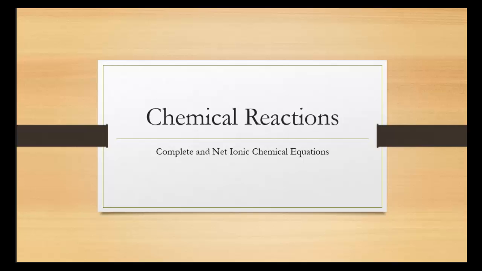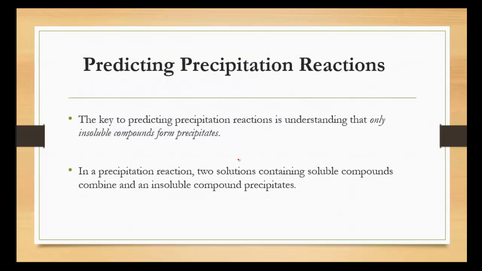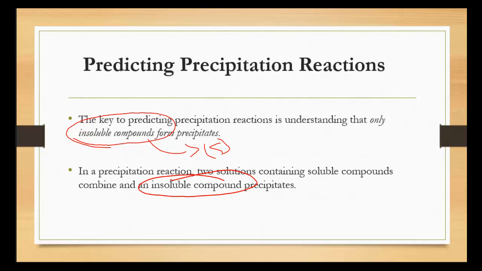In this tutorial, we will be discussing complete and net ionic chemical equations. Alright, so let's take a review of how to predict the products to begin with. The key to predicting precipitation is that only the insoluble compounds form the precipitates, and they come out as solids. In the precipitation reaction, two solutions containing soluble compounds combine and an insoluble compound precipitates.